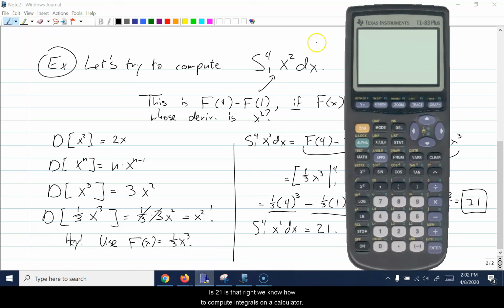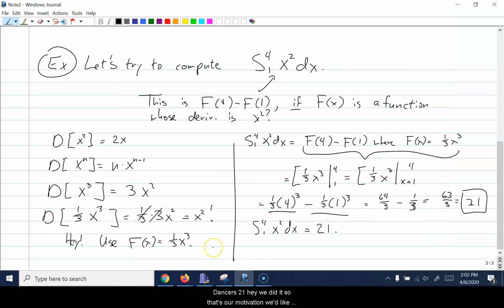Is that right? We know how to compute integrals on a calculator. Let's graph x squared. Oh, I've got a pretty good region. Let's calculate the integral from 1 to 4. The answer is 21. Hey, we did it.